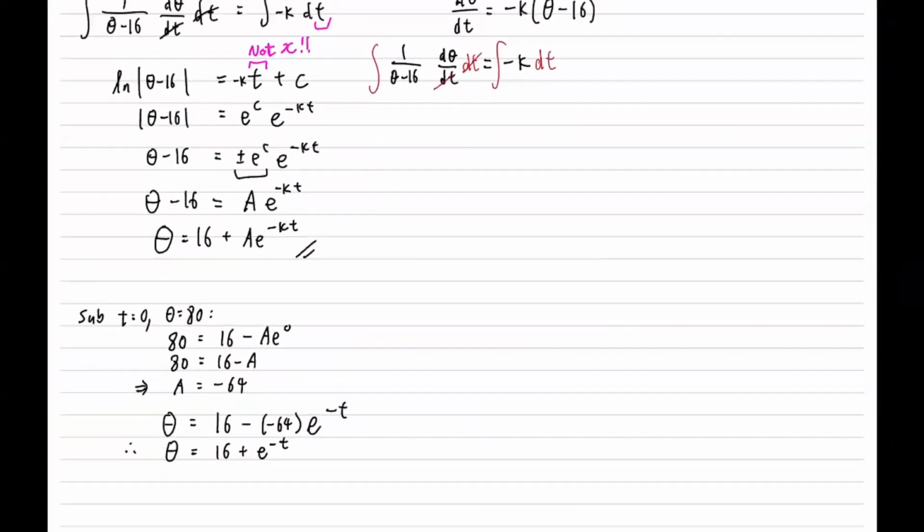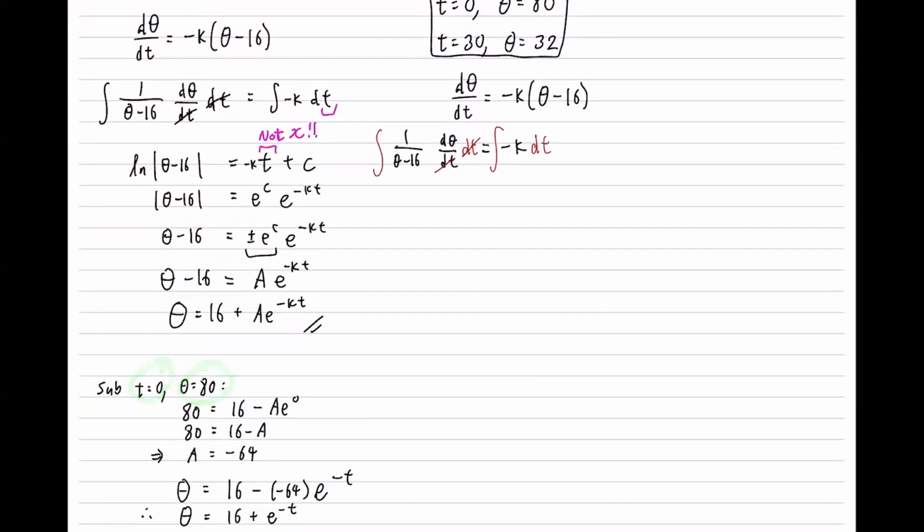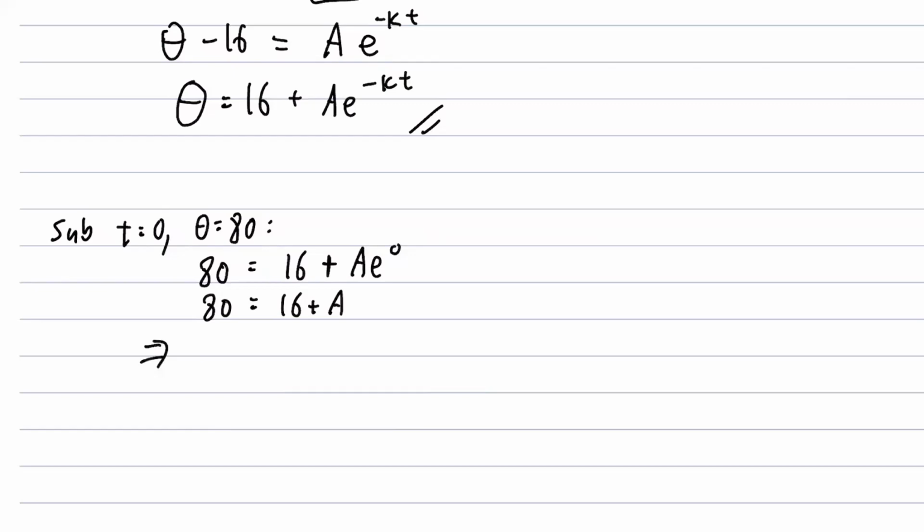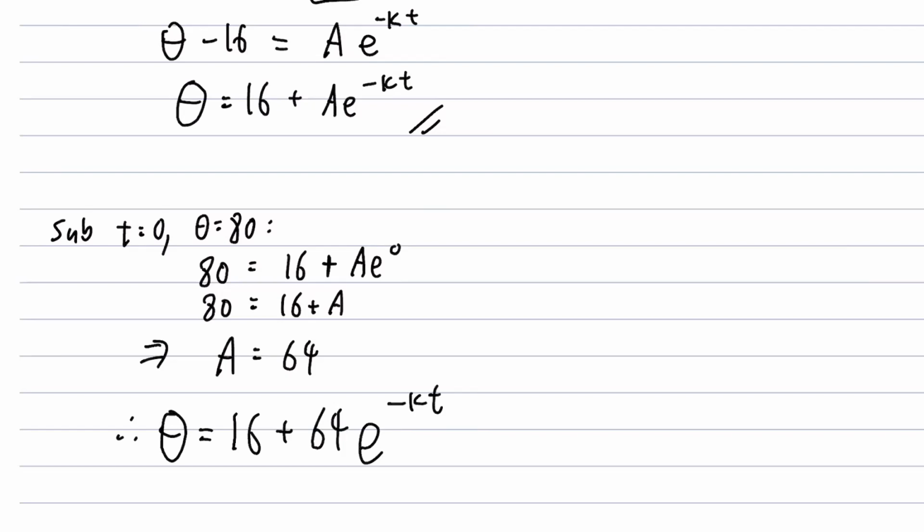I choose to sub in t equals 0 and theta equals 80. Here's what I get: 80 equals 16. Sorry, I made a mistake here. It should be a plus, plus a times e to the power of negative k times t. t is 0, so negative k times 0 is just 0. Anything to the power 0 is 1, so a times 1 is just a. I'm just going to redo the whole thing. So what you get is 80 equals 16 plus a, so a equals, if I'm not wrong, 64. Therefore, theta equals 16 plus 64 e power negative kt. I replace the a with 64.